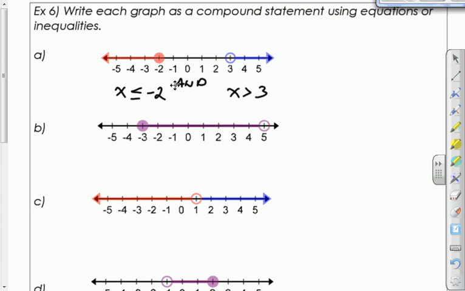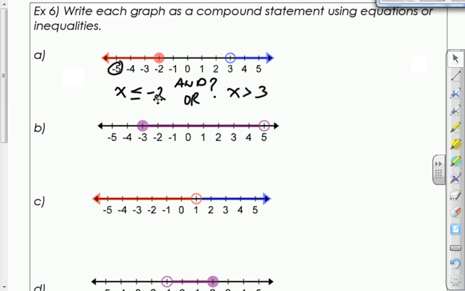The question becomes, what do we join this with? Do we join it with and, or do we join it with or? Well, let's think about what this means. In order for this to be a true statement using the word and, both of them have to be true. Is it possible that a number, say, from this shaded area satisfies both of those conditions? Let's try it out. 4 is greater than 3. That makes sense. Is 4 less than or equal to negative 2? Of course not.